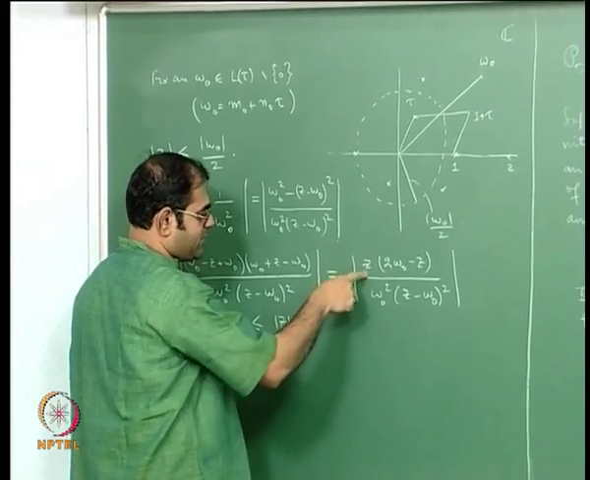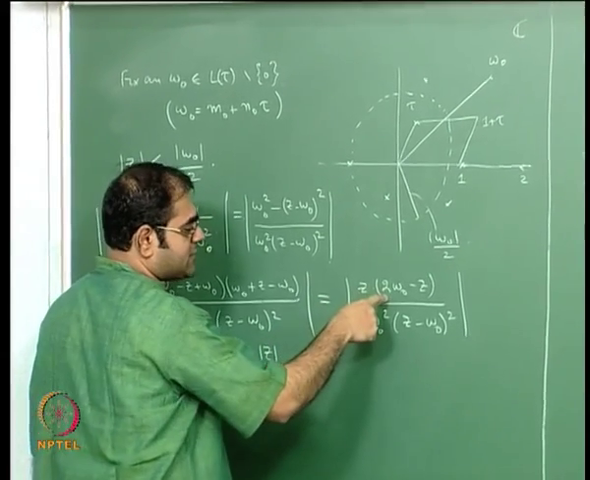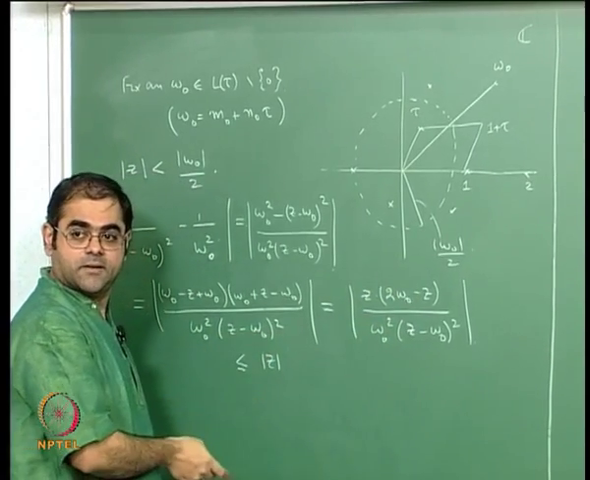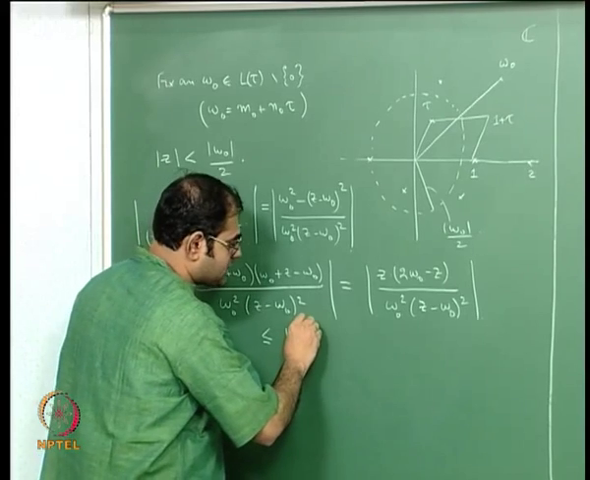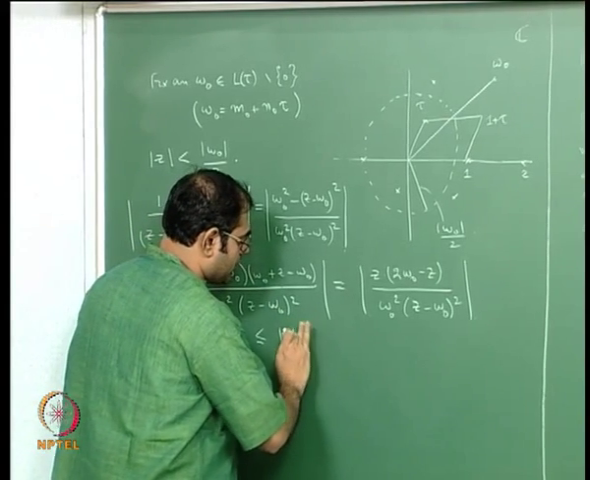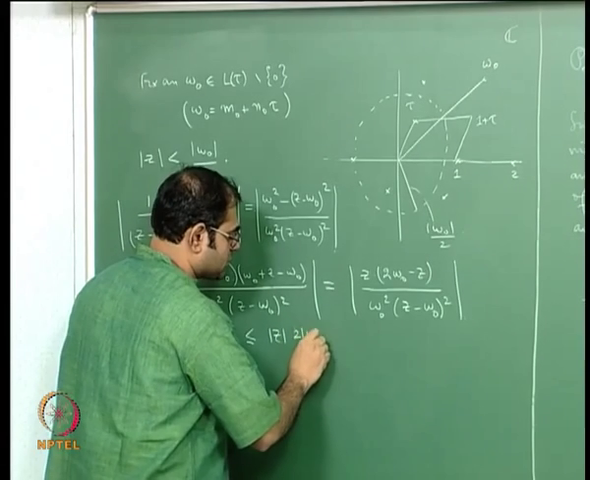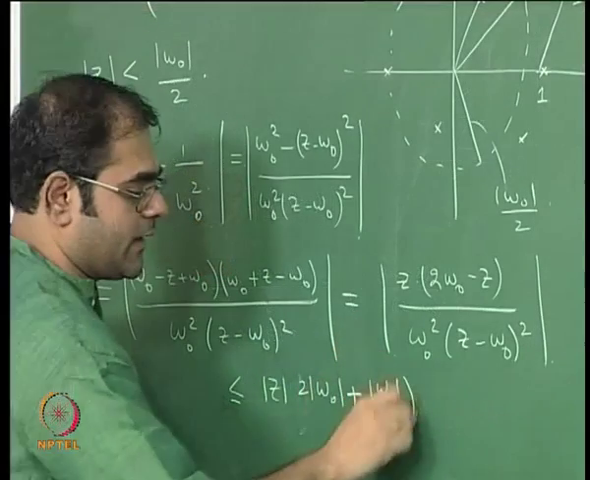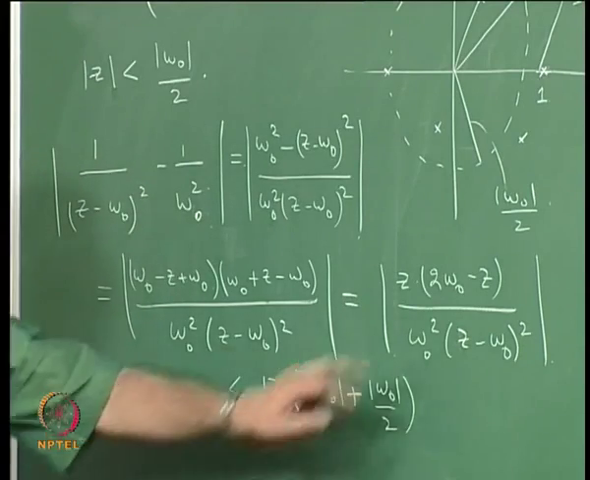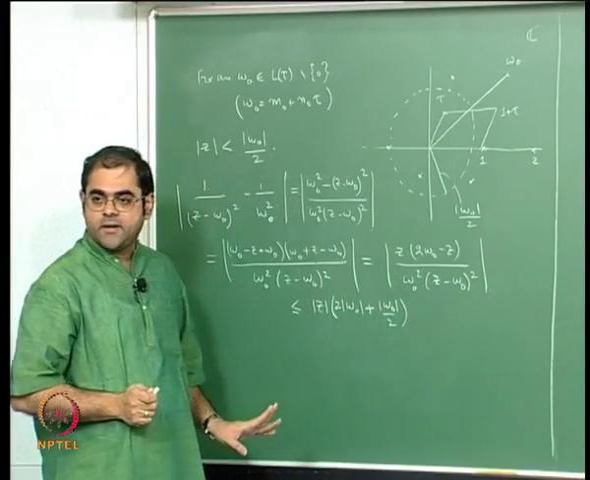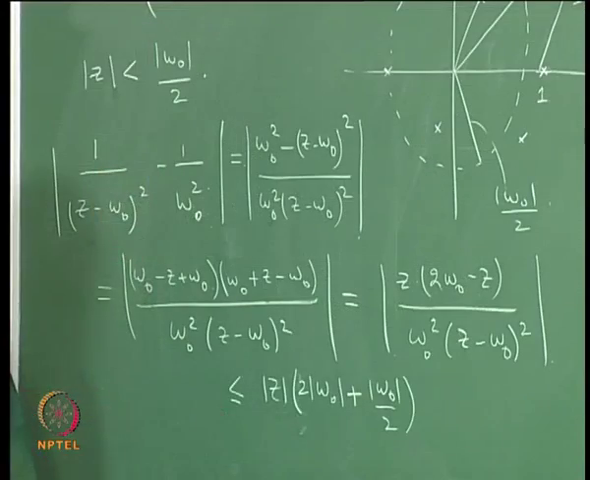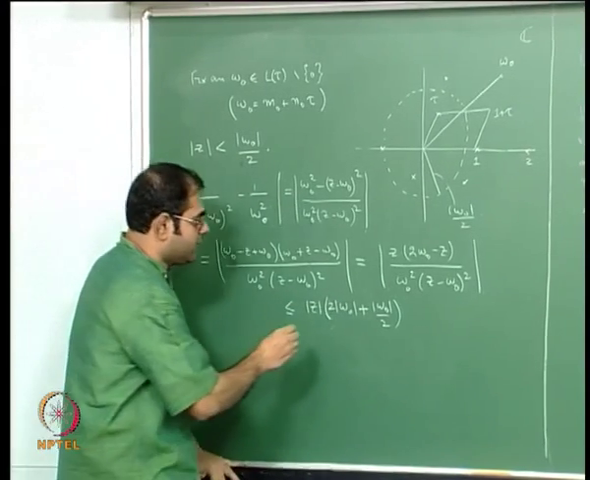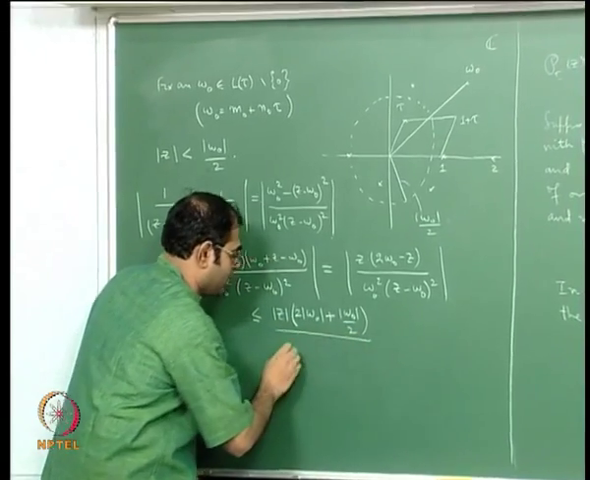So I am keeping this mod z as it is, and this mod of 2 omega naught minus z can be written by the triangle inequality to be less than or equal to 2 times mod omega naught plus mod omega naught by 2. I can write this. I am just using mod of a plus b is less than or equal to mod a plus mod b, and I am using mod z is less than mod omega naught by 2.